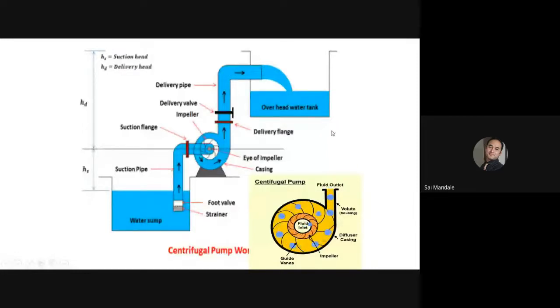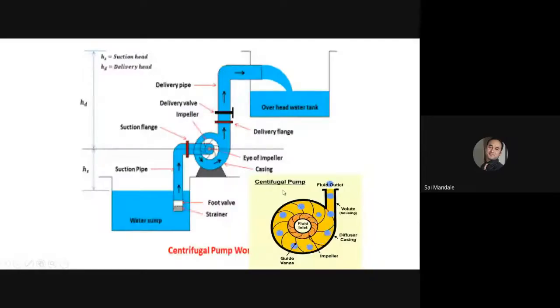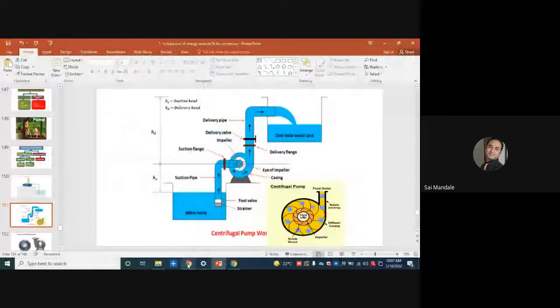Okay, so if you all have understood the working of the centrifugal pump, can anybody tell me what is the function of the strainer? What is the function of the strainer? The diagram is there in front of you.